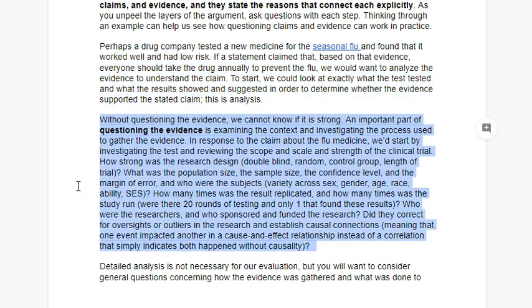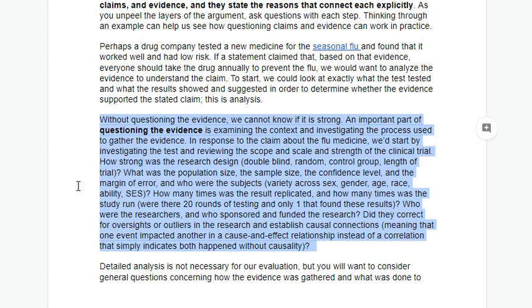An important part of questioning the evidence is examining the context and investigating the process used to gather the evidence. In response to the claim about the flu medicine, we'd start by investigating the test and reviewing the scope and scale and strength of the clinical trial. How strong was the research design? Double-blind, random, control group, length of trial? What was the population size, the sample size, the confidence level, and the margin of error? And who were the subjects? Variety across sex, gender, age, race, ability, SES, socioeconomic status?